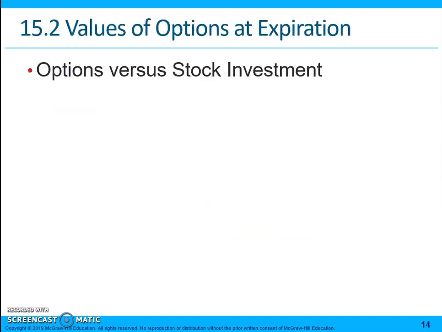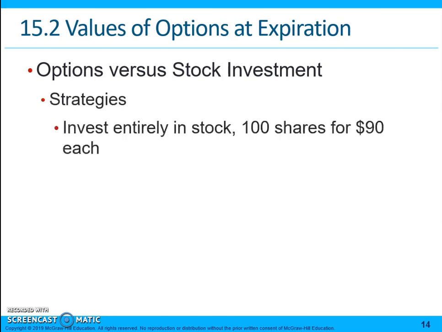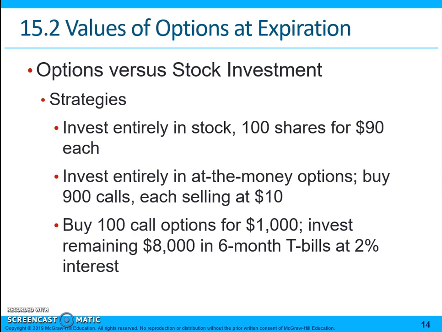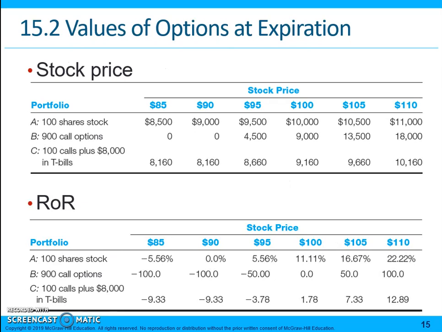In this slide, we're going to compare an option investment to a stock investment. We've got various strategies. We can invest entirely in stock, 100 shares at $90 each. We can invest everything in at-the-money options, so we buy 900 calls, each selling at $10. The last strategy: buy 100 calls for $1,000 and invest the remaining in 6-month Treasury bills at 2%. Let's see the results of this.